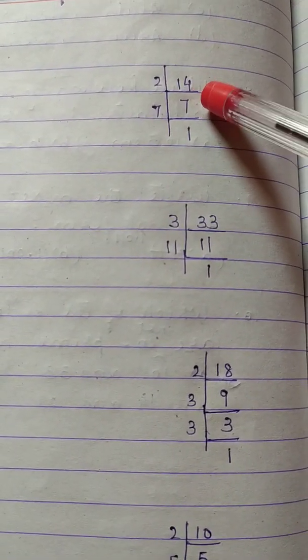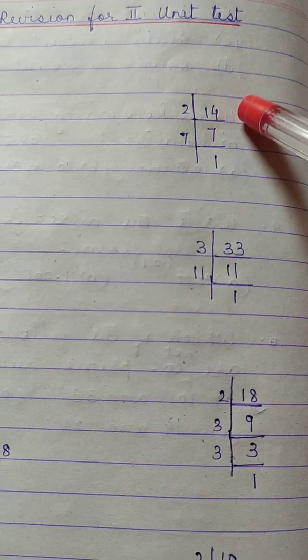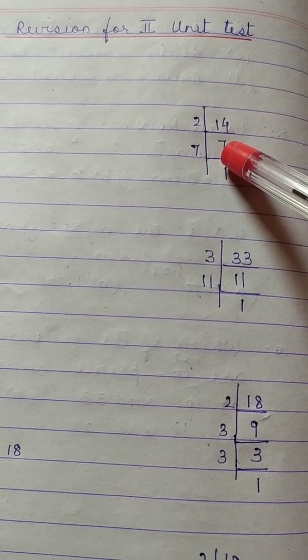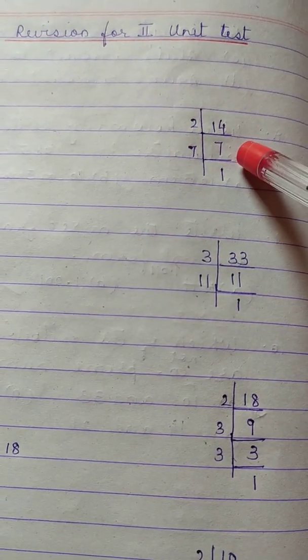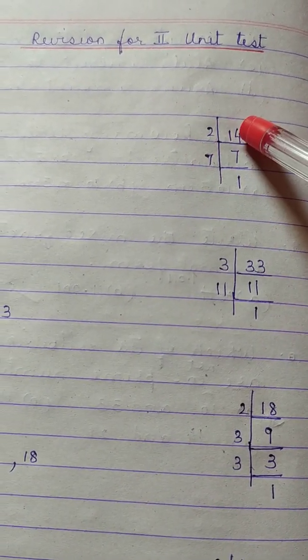14, the smallest number with which it is divisible is 2. 2 sevens are 14. Now 7 is a prime number, 7 ones are 7. So the factors are 1, 2, 7 and 14.